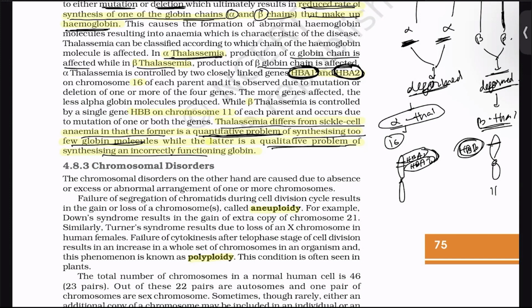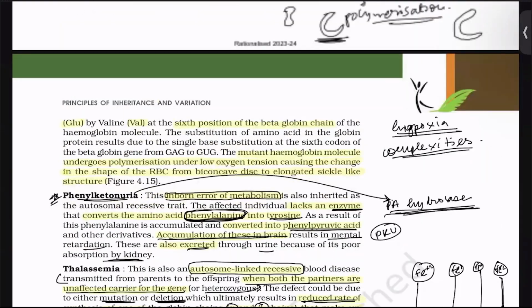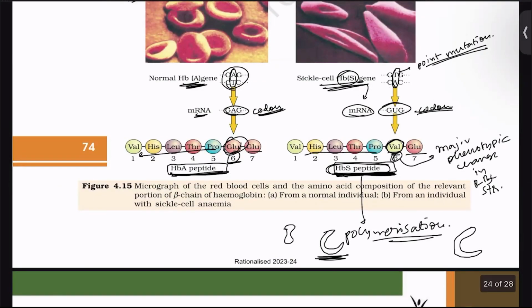So it depends on a quantity. I mean, it depends on the quantity of mutation. So that's why it is a quantitative problem. But in sickle cell anemia, if it is mutated, the disease will be expressed. There is no possibility of quantification in this disease.